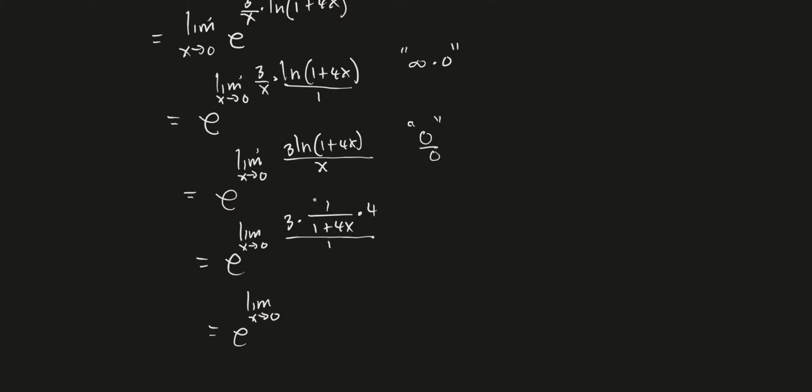Well, before we evaluate this, just for good measure, let's simplify this. Well, we have this product here in the numerator. So it ends up being 12 over 1 plus 4x, right? So that's what this entire limit reduces to. And now this is no longer indeterminate. The numerator is a constant value of 12. The denominator approaches a value of 1 as x approaches 0. So what do we end up with? Here's our answer. It's e to the 12 over 1, or this is e to the 12th power.